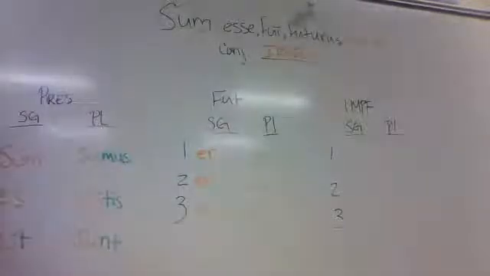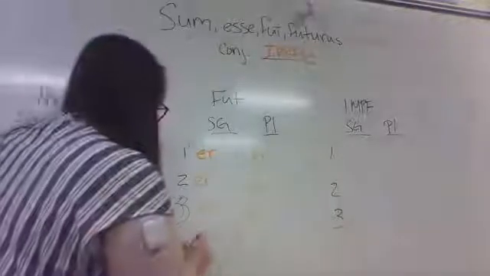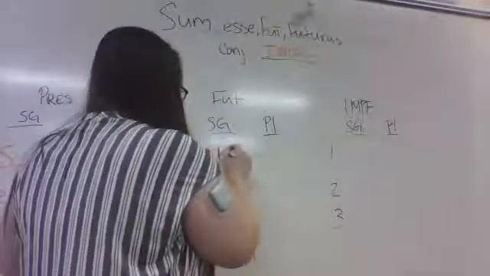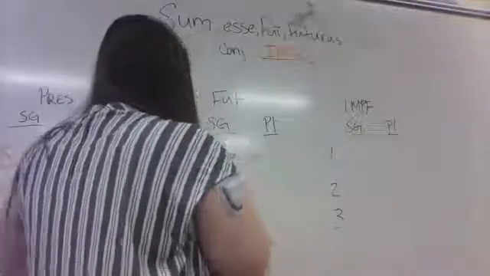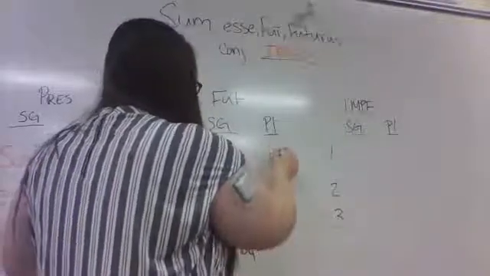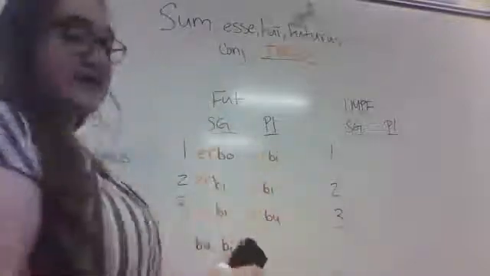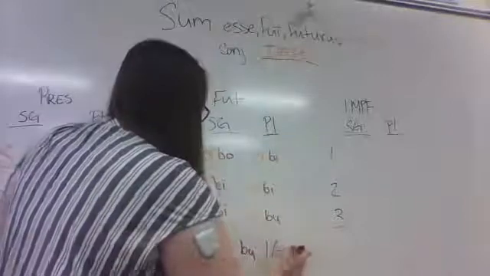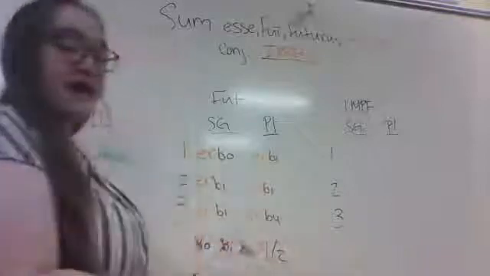Now, thinking about first and second conjugation, what do we usually add to make a future? We usually add bo, bi, bu, right? Well, that does not happen. That's only for conjugations 1 and 2 only. So what we're going to do is we're just going to X out the B's.